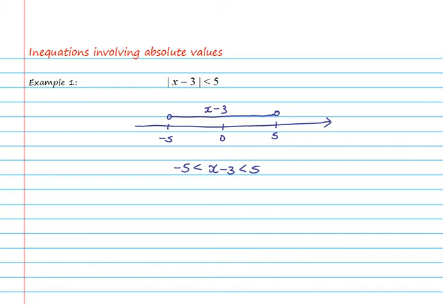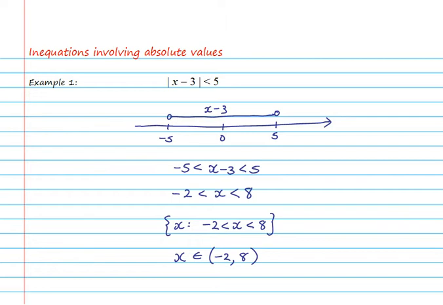You can deal with that as the one inequality if you want, adding 3 to both sides. So that means that negative 2 is less than x, which is less than 8. If you'd prefer to deal with that as two separate inequalities, so x minus 3 has to be greater than negative 5 and x minus 3 has to be less than 5, and solve them separately, that's perfectly okay as well. So our solution set, therefore, is a set of x values such that negative 2 is less than x, which is less than 8. Or we could use interval notation, so x is an element of negative 2 to 8.